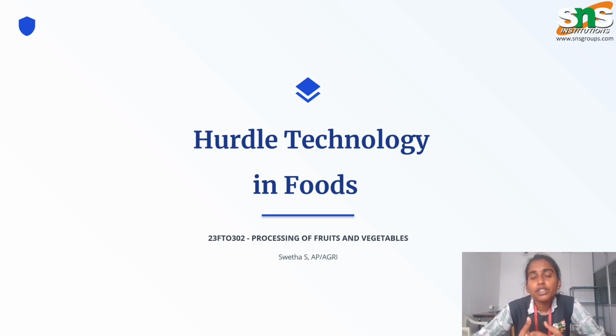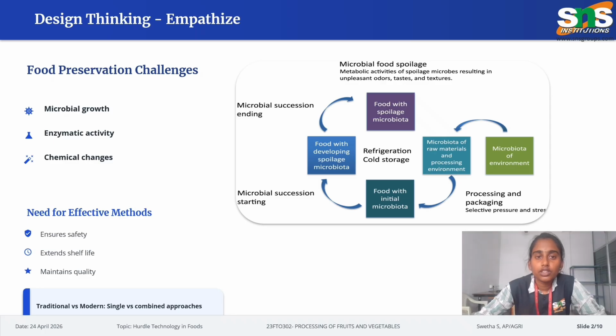So in this PPT we are going to discuss what hurdles are generally applied in foods to prevent contamination. Hurdles are nothing but external factors applied to food. We are going to see it in this PPT in a very detailed way. Let's start. I'm going to explain this PPT in a detailed way.